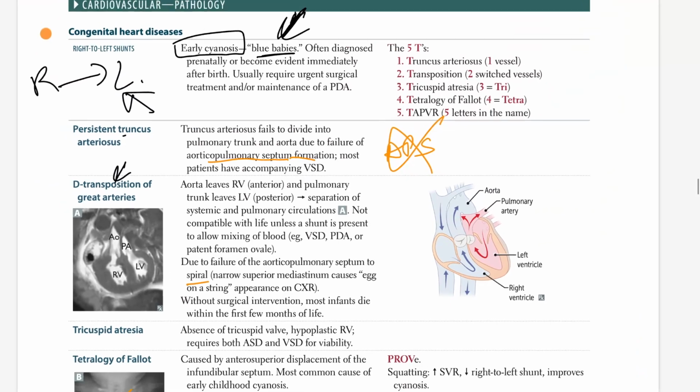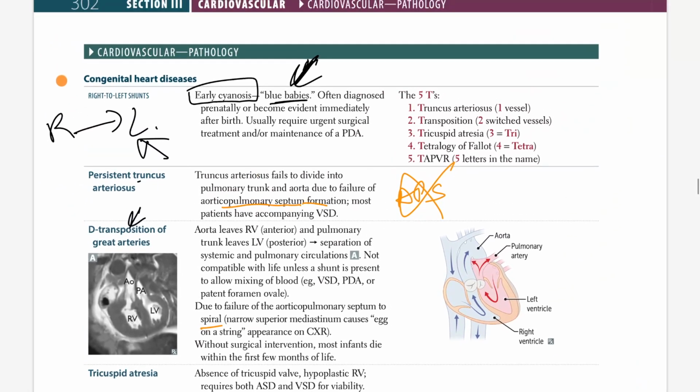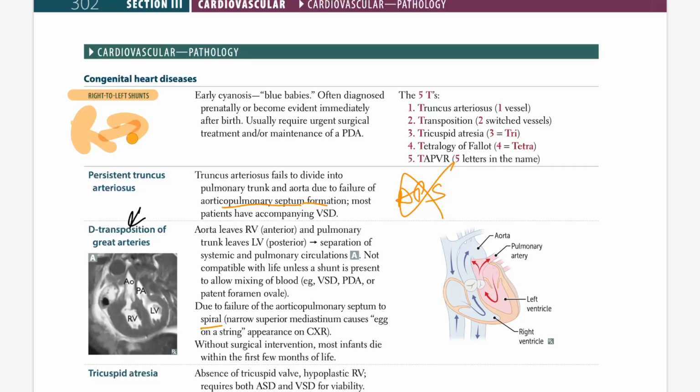So let's just recall this page and move on to the next page. This page is simple. What are we talking about? We are saying congenital heart diseases, right to left shunts. Right to left shunts are going to come with blue babies immediately after birth. So you have to do something right away. There are the 5 T's.